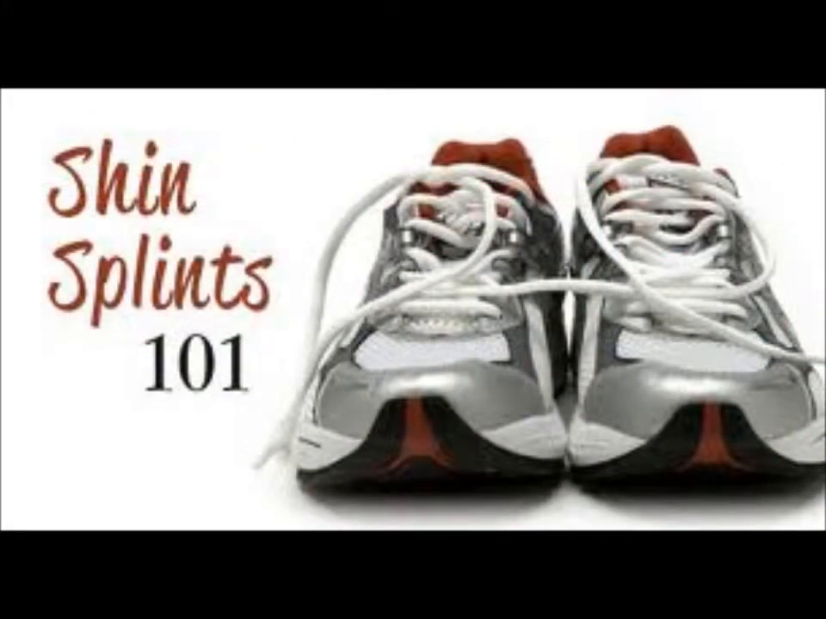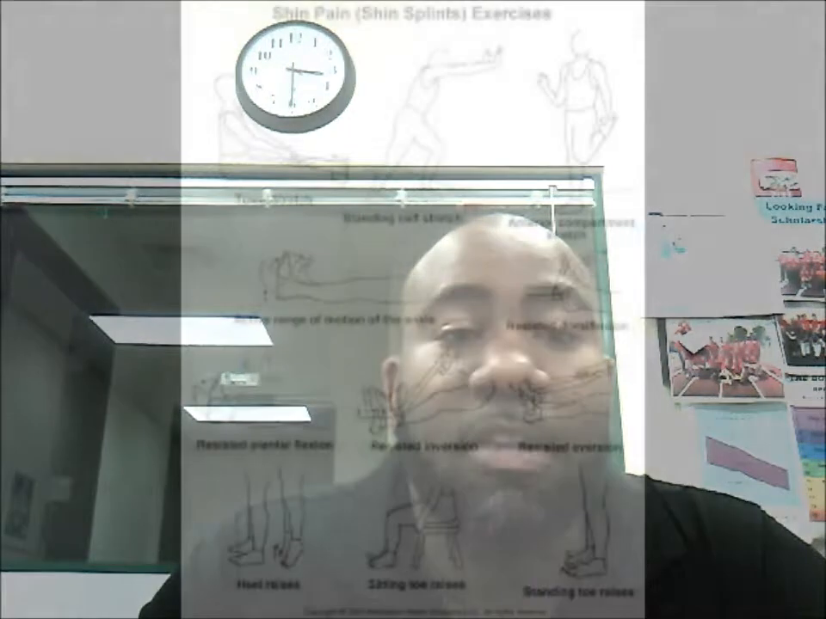To prevent shin splints, you should always wear shoes with good arch support and never wear shoes more than 300 to 500 miles, as this may break the shoe down and no longer give you the proper support that you need to not get shin splints. Warm up before you work out, making sure that you stretch the muscles in your legs.